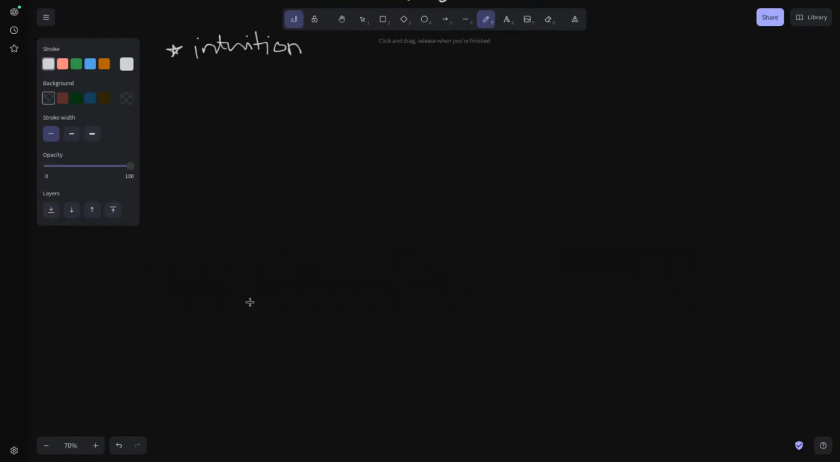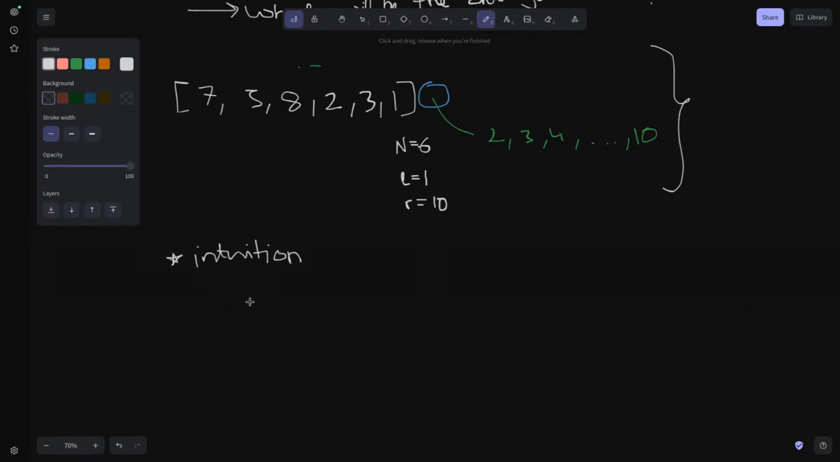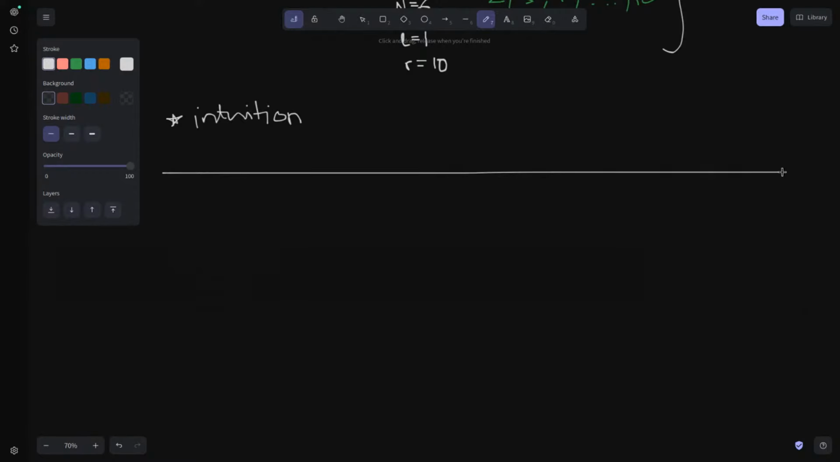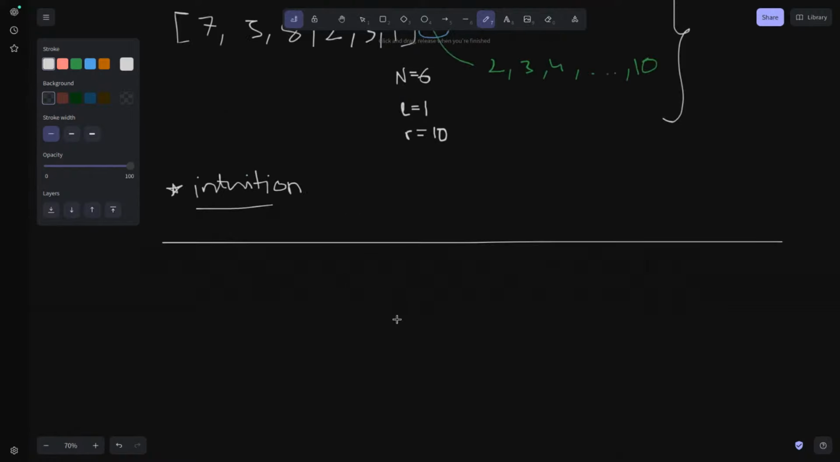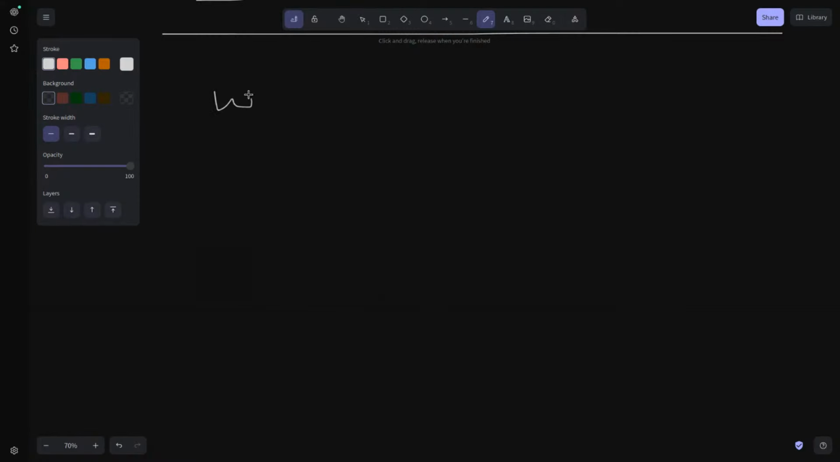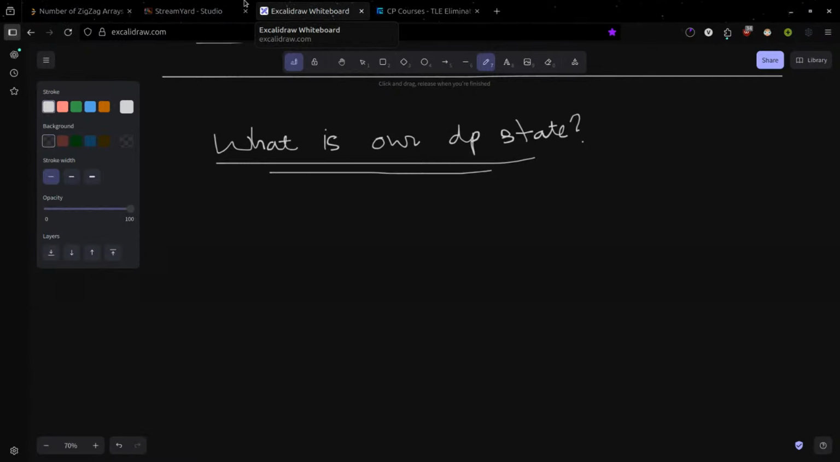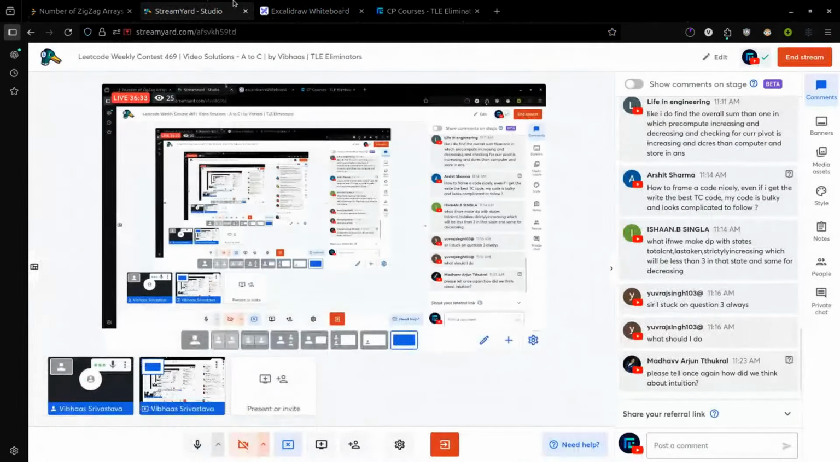So how do we get into the DP transition? Now that we have an idea why we are thinking about DP, let's try to figure out what is important at a given stage. We need to understand what our DP state is. If we are going to do a DP, we need to know what our DP state is, and that's what we need to figure out right now.